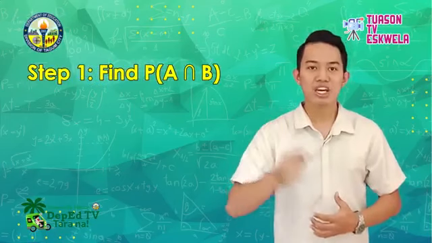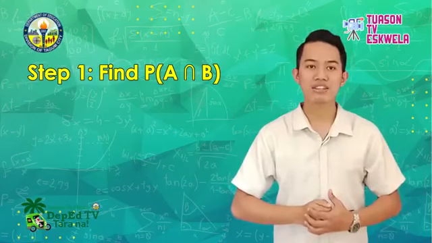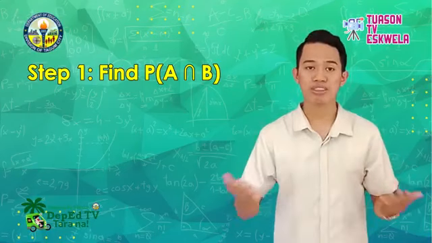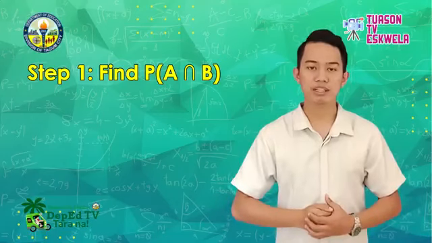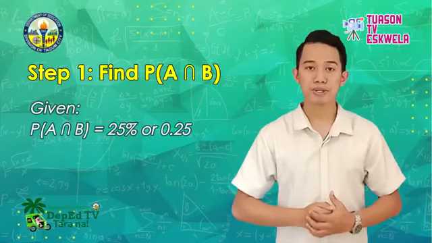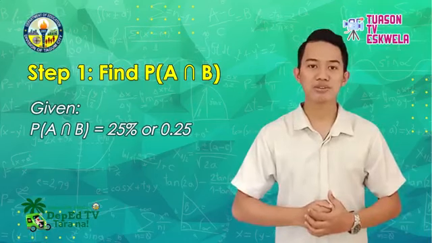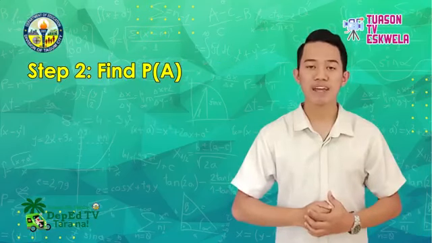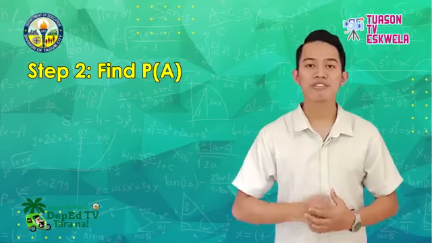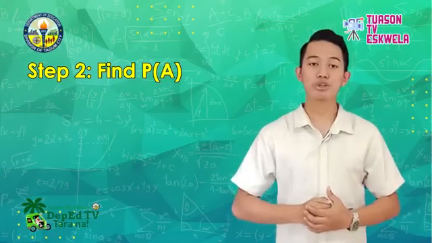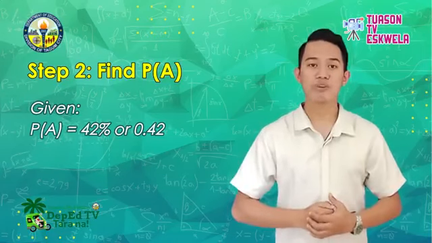The first step is to find the probability of the intersection of events A and B. This is the probability of passing both tests. From the word problem, that is 25% or 0.25. The next step is to find the probability of event A. That is the probability of passing the first test. Given in the problem, that is 42% or 0.42.